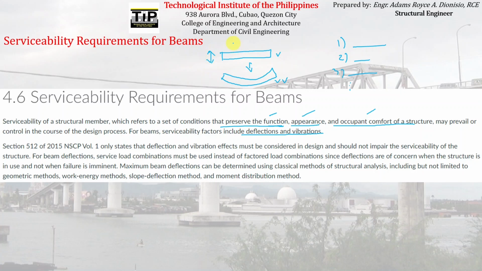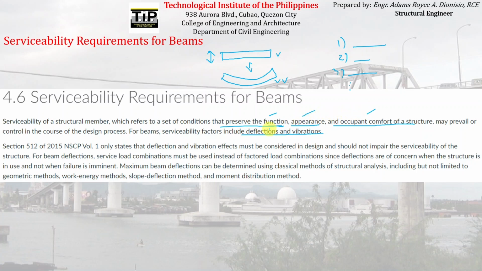Because if there are occupants there and the floor keeps vibrating, they might end up jumping around from how much the floor vibrates, right? It will not serve its intended purpose if that happens. So it will no longer be serviceable. Those are just some of the criteria that we usually use to tell whether the structure or the beam is still serviceable or not: if it still preserves its function, its appearance, and occupant comfort.